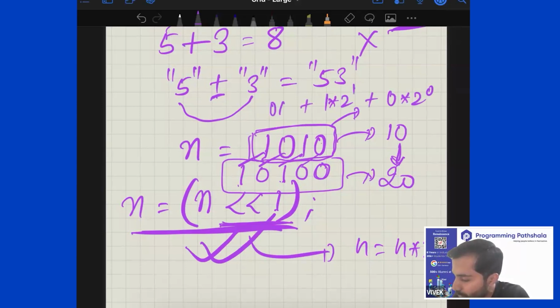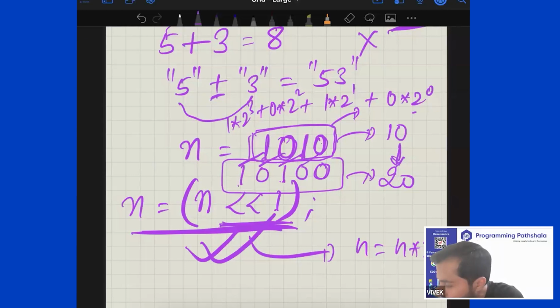This 0 again is 0 into 2 power 2. And this 1 is 1 into 2 power 3. Now when you are left shifting these bits, their powers will be incremented by one, so each gets a factor of 2. Don't you understand that? Yeah, you would definitely understand.